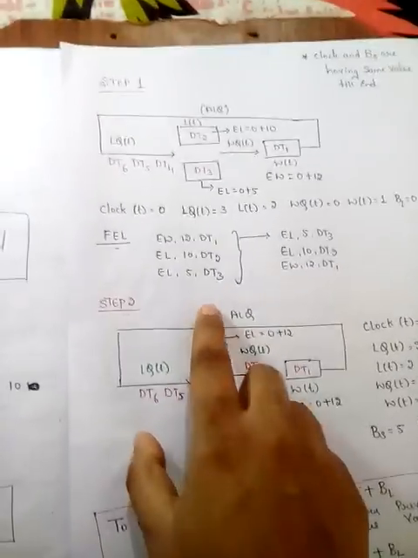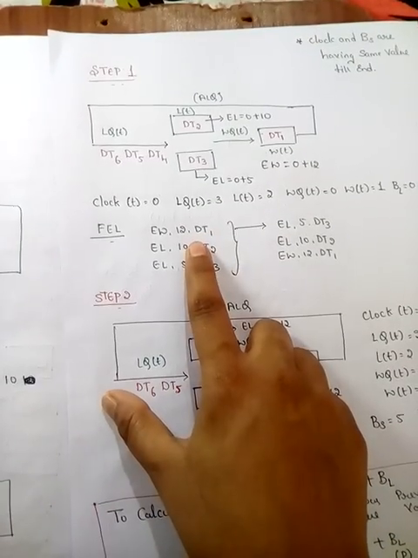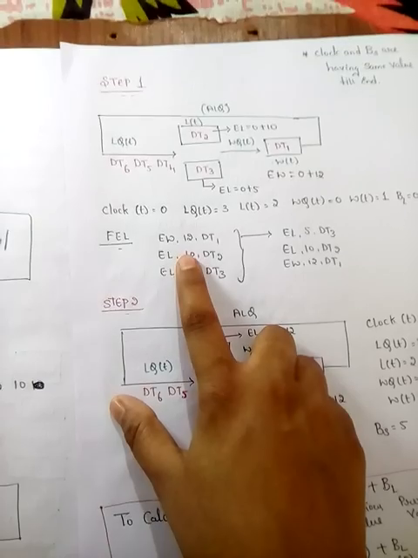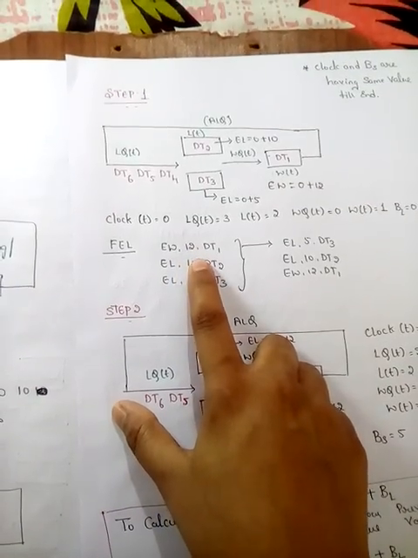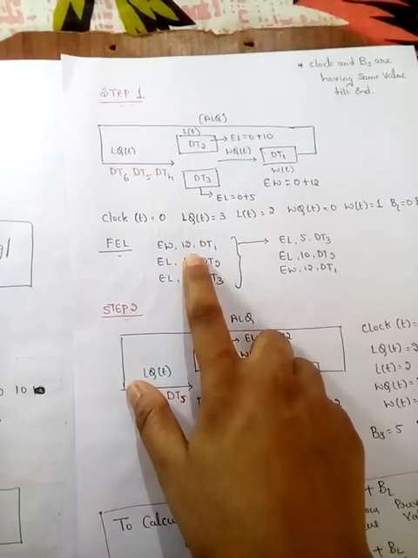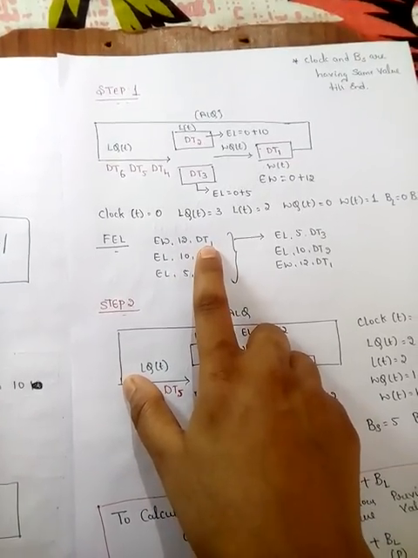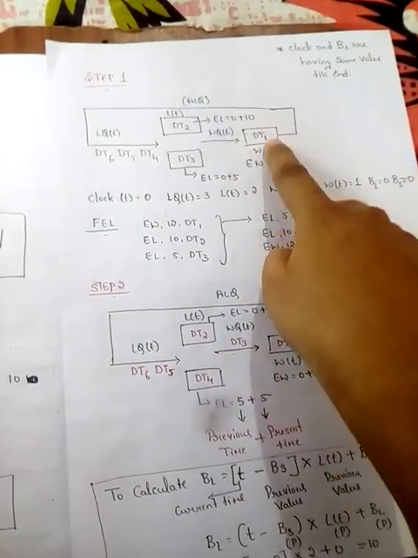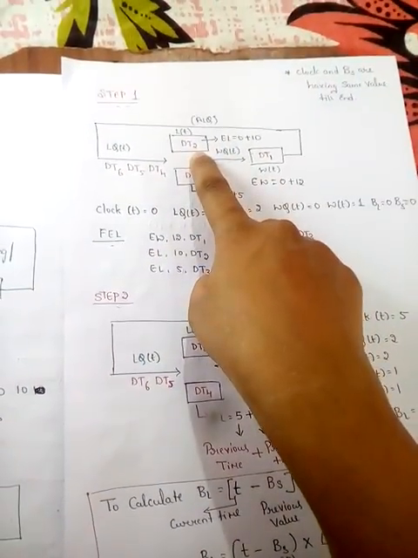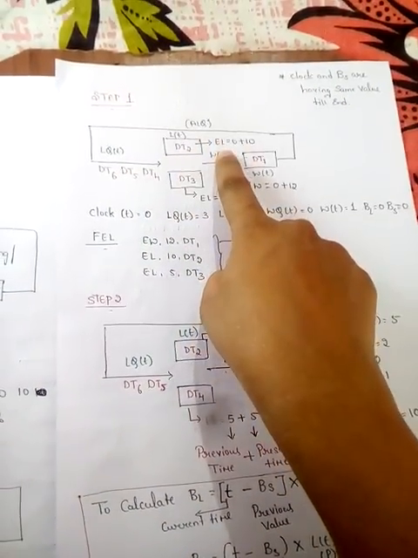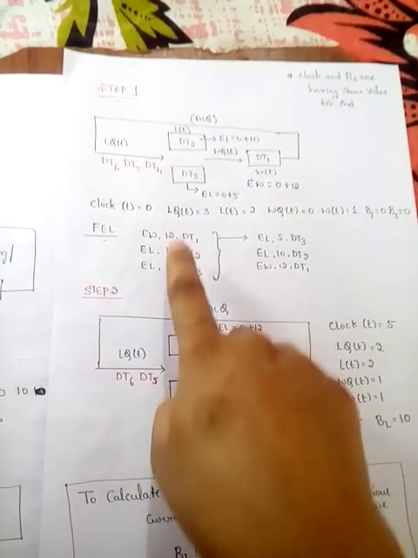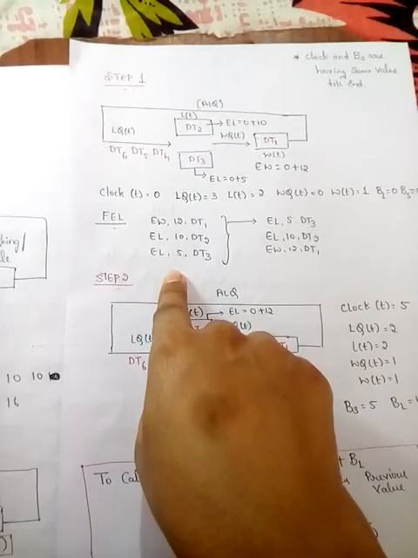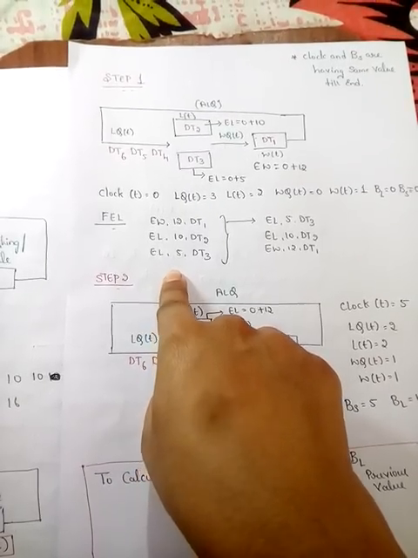Now we will write the future event list: EW, 12, DT1. As the process goes, EW, 12 where T represents the time, 12, and DT1 represents a truck. Then next after DT1 I have my DT2. The DT2 is EL, 10, DT2. Next is DT3, EL, 5, DT3.